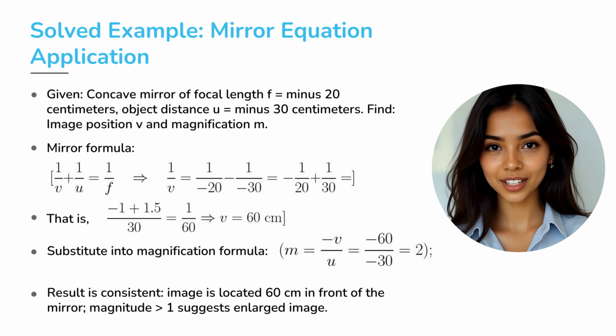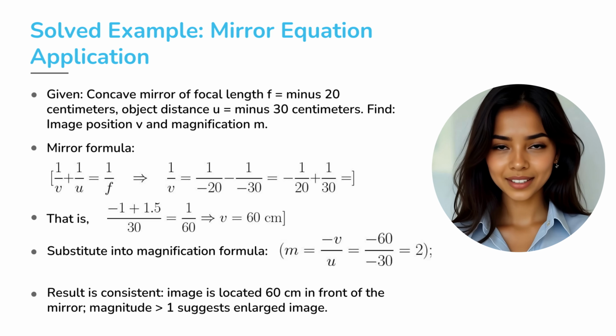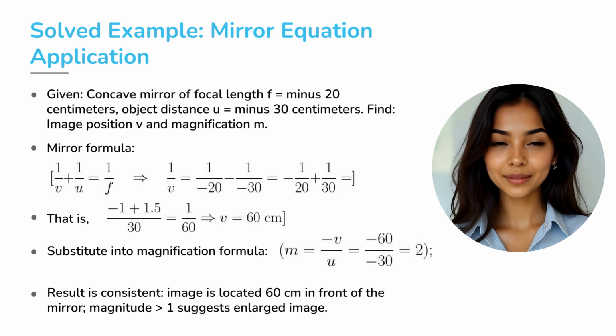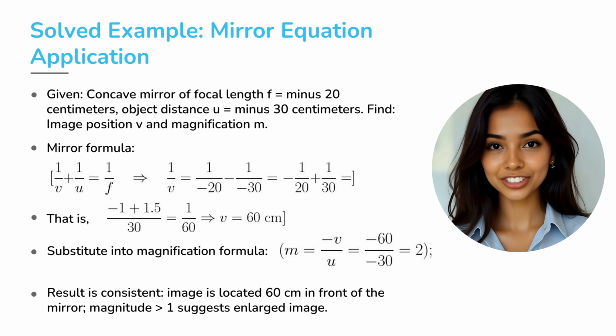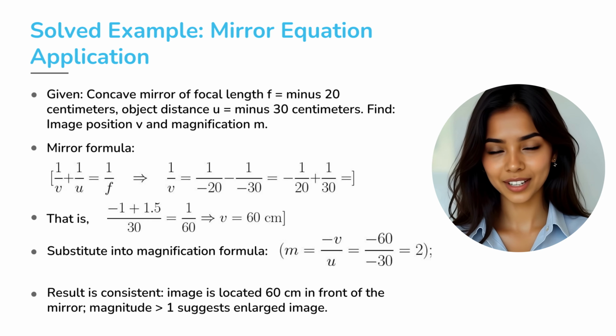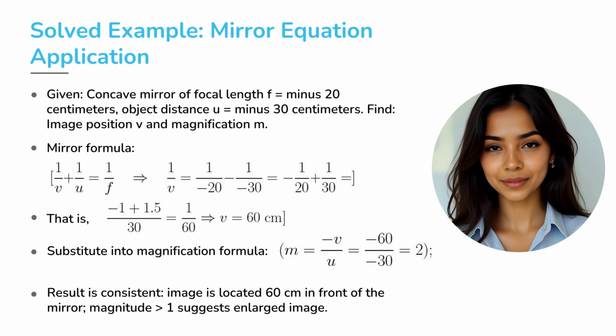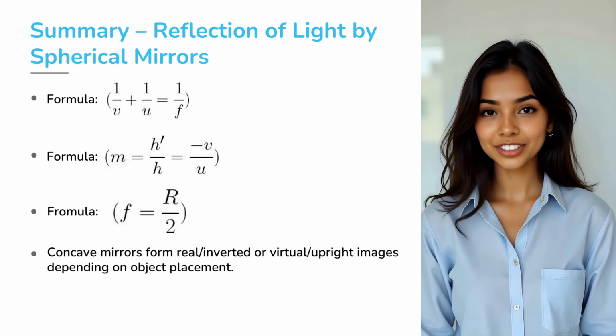Looking at the ray diagram, the image appears beyond the center of curvature, bigger and upside down compared to the object, just as our math predicted. This example shows how formulas and sign conventions decode real-world image formation, whether it's for a shining torch reflector or a dentist's mirror. Time to wrap up our exciting journey through spherical mirrors.